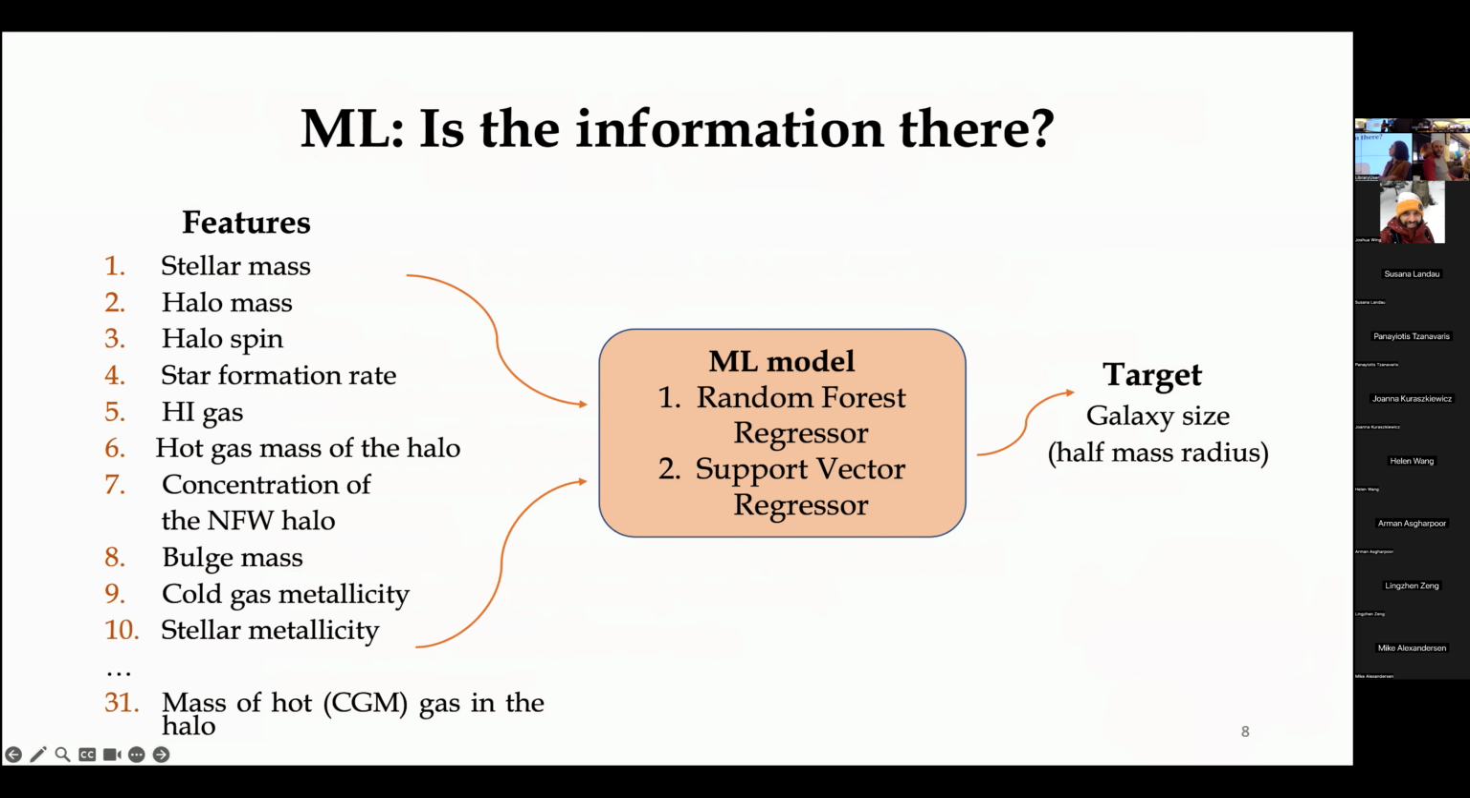Okay, so machine learning we use in order to learn if the information is there. The features that we employ are a set of 31 features at redshift 0. And here you can see some of those features. We feed these features into 2 machine learning models to learn whether the benchmark of information is there or not, and we predict the half mass radius.